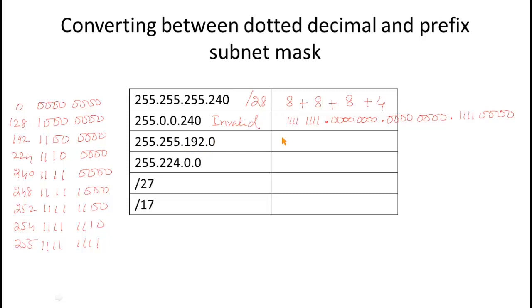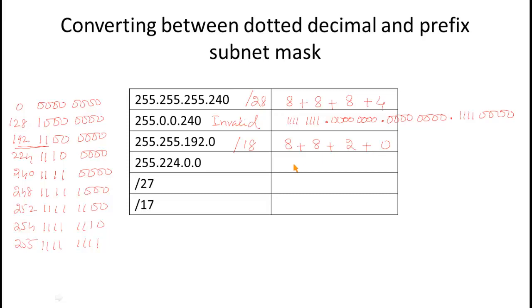255.255.192.0. So 255 means 8 binary ones and next 255 8 binary ones and 192 means 2 binary ones. Okay, you see here. And 0 means zeros only. So slash 18. 8 plus 8 16, and 2, 18.